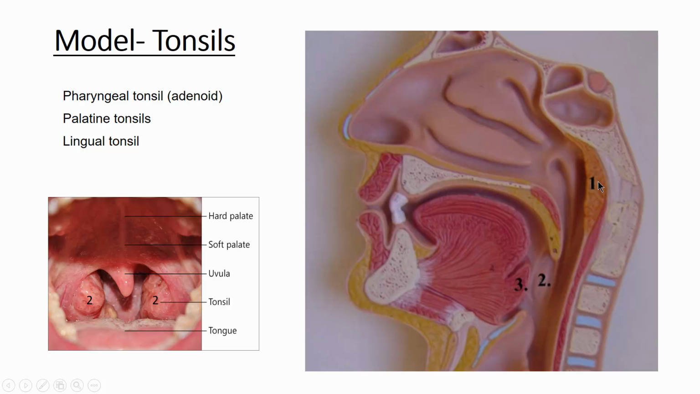There's where the adenoid is located. Then of course you can see the turn downward into the pharynx or the throat. So again, the uvula is seen here, your soft palate here, and then on the back wall, number 2, would be your palatine tonsil. On the root of the tongue, you have your lingual tonsil that is there.